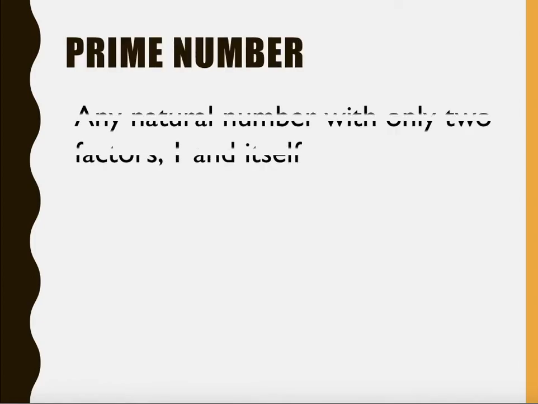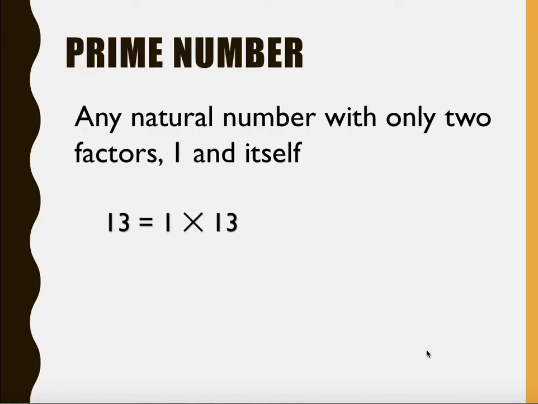Now, what's a prime number? Any natural number that has just 1 and itself as factors is called a prime number. 13 is 1 times 13. We cannot multiply any two other numbers to get 13, so 13 is a prime number.